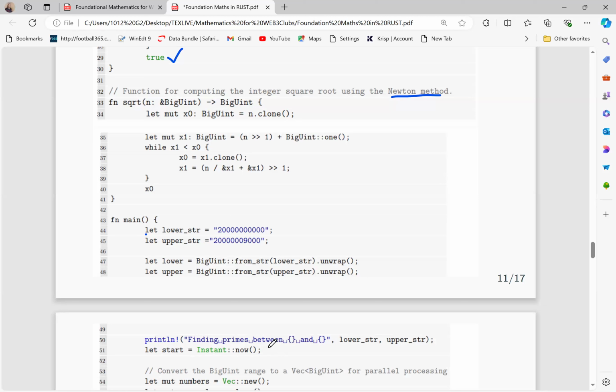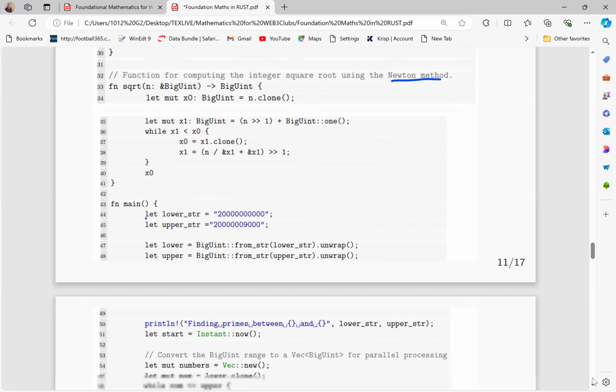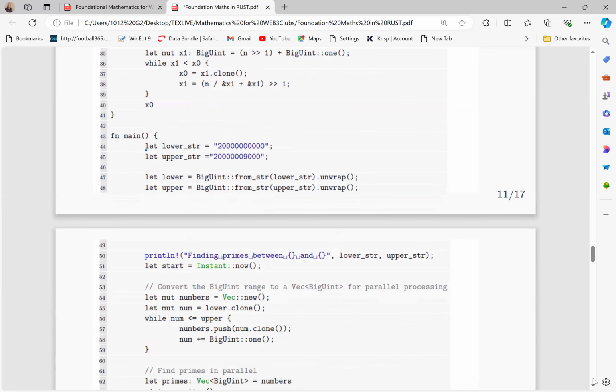So what is it printing here? It's just printing the findings. So it just prints this thing, finding primes between this point and this point, where the first point is the lower limit and the upper point is the upper limit.